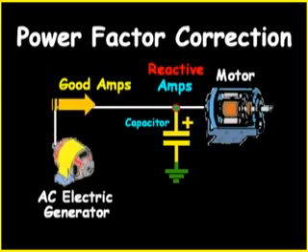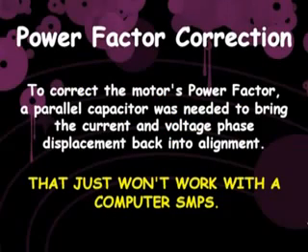To stop the reactive amps from flowing in the electrical wires, a capacitor is placed in parallel with the motor. The reactive amps now flow back and forth between the capacitor and the motor. This resonance prevents reactive amps from flowing in the connecting electrical wires. To correct the motor's power factor, a parallel capacitor was needed to bring the current and voltage phase displacement back into alignment. That just won't work with a computer switch mode power supply.